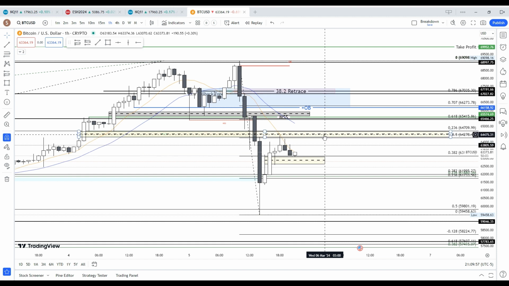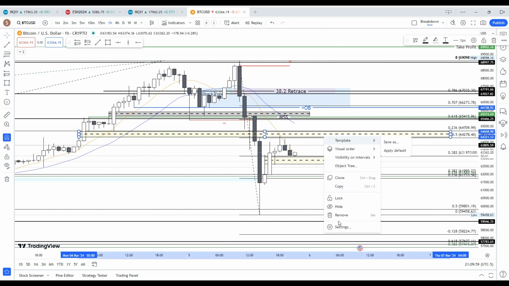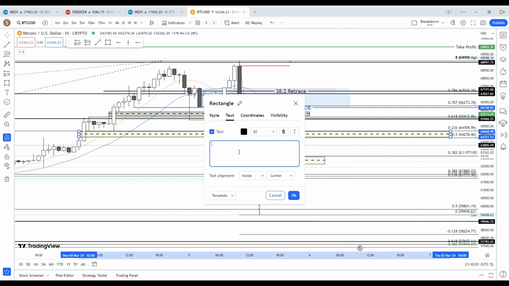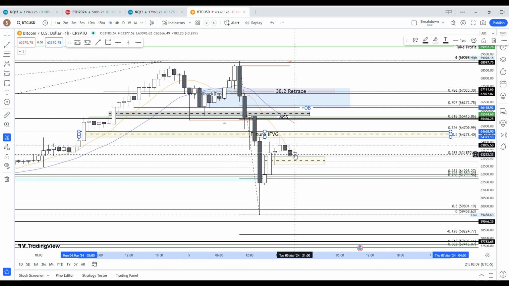So what I'd like to see for a good long would be this future inverse fair value gap on a 1 hour time frame. We'll check back tomorrow on that and see if we can pop up, get through it with displacement, come back into it, respect it, and push higher.